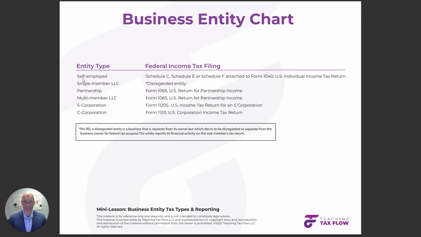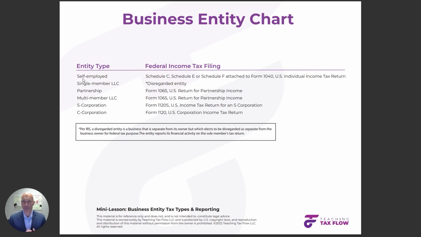When you're self-employed, whatever business activity you're doing, it could be a business, it could be rental properties, or it could be a farm, which would be Schedule F. Those activities are reported as a schedule on your personal federal income tax return. It's not a separate tax filing for your business.